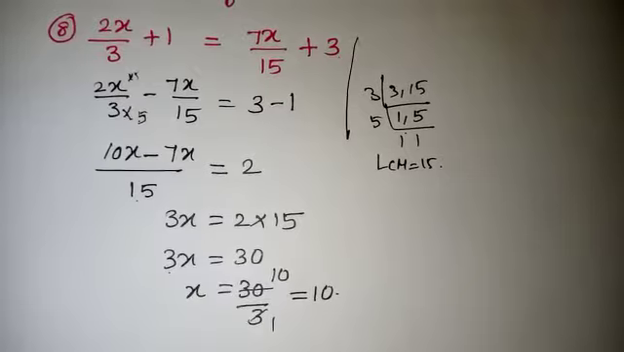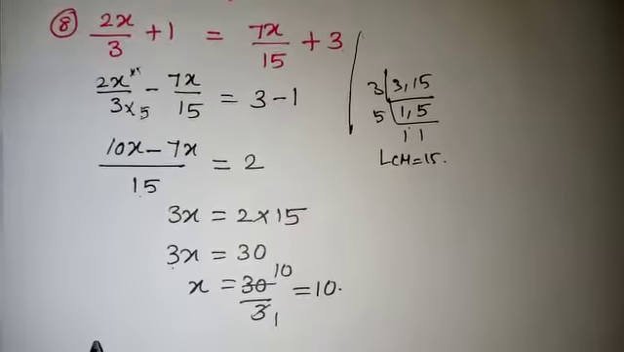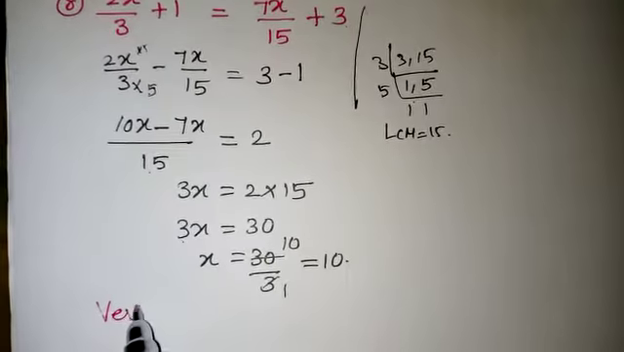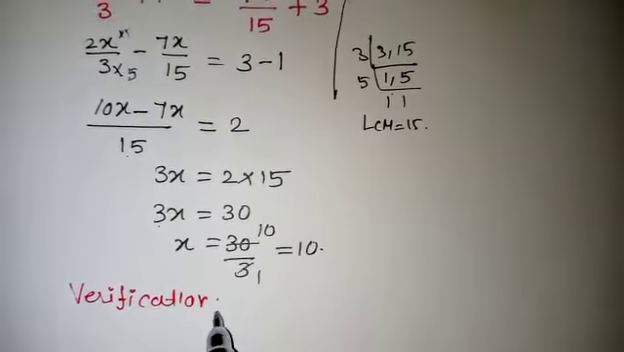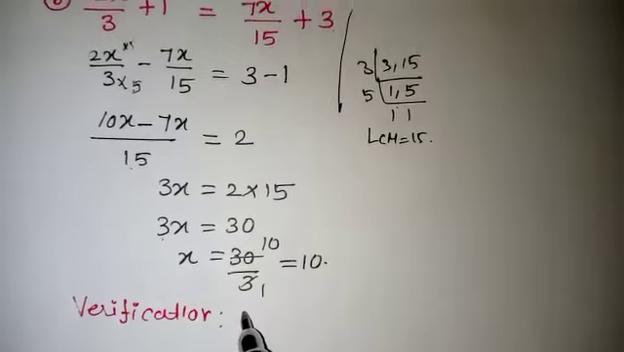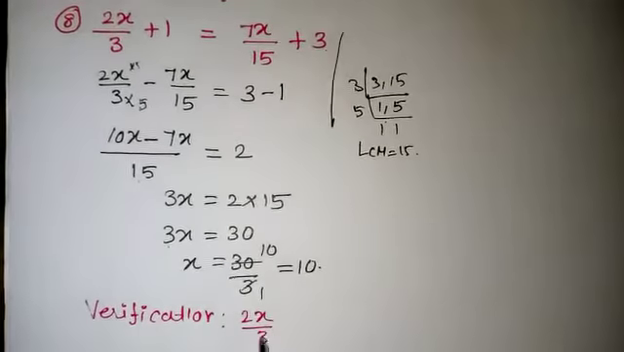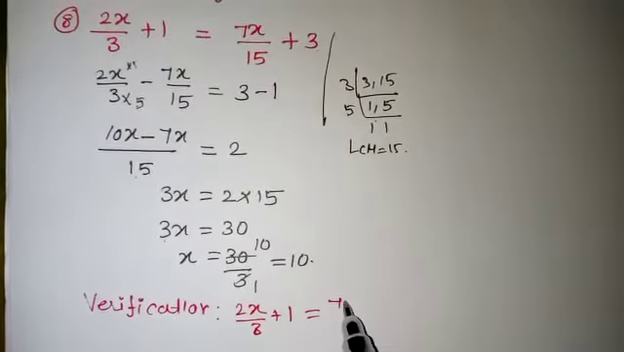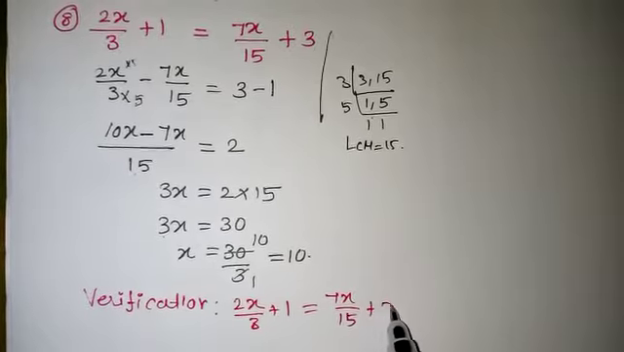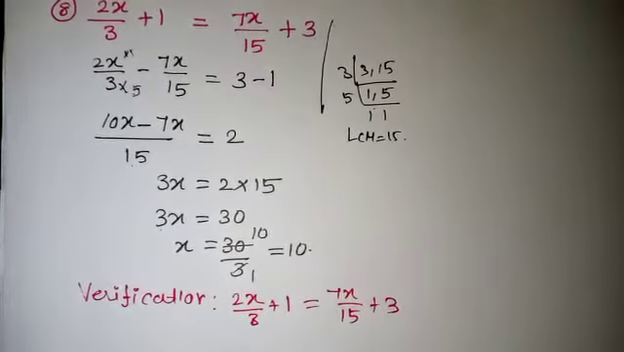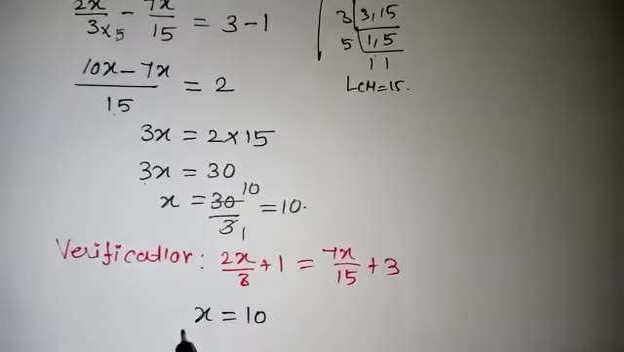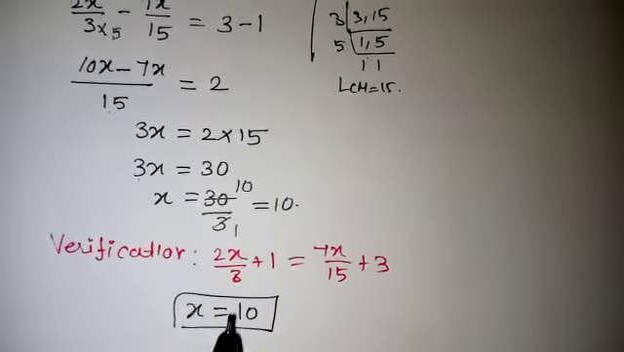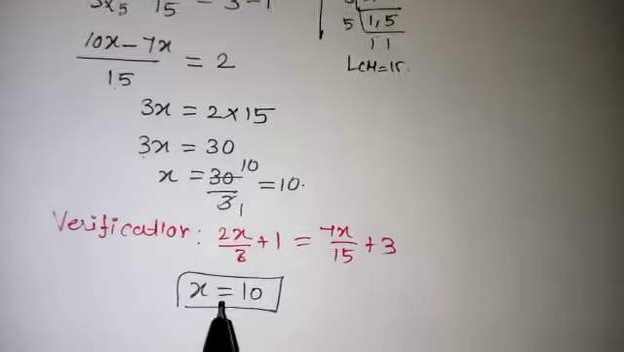Now we are going for a verification, because they have asked you to verify your answer. They have mentioned it in the question itself. So how to do the verification: first we have to take the problem from the question. So 2x by 3 plus 1 equal to 7x by 15 plus 3 is our question. With the given question, the x value you have to substitute 10. We got x is equal to 10 now. We are going to verify whether it is true or not. Wherever x is given, you just substitute with the 10.